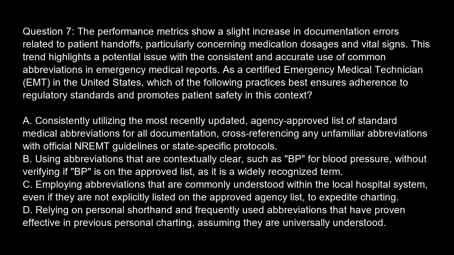Option A. Consistently utilizing the most recently updated, agency-approved list of standard medical abbreviations for all documentation, cross-referencing any unfamiliar abbreviations with official NREMT guidelines or state-specific protocols. Option B. Using abbreviations that are contextually clear, such as BP for blood pressure, without verifying if BP is on the approved list as it is a widely recognized term. Option C. Employing abbreviations that are commonly understood within the local hospital system, even if they are not explicitly listed on the approved agency list, to expedite charting. Option D. Relying on personal shorthand and frequently used abbreviations that have proven effective in previous personal charting, assuming they are universally understood.